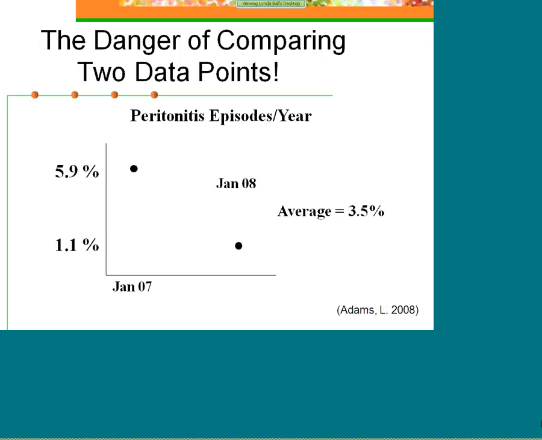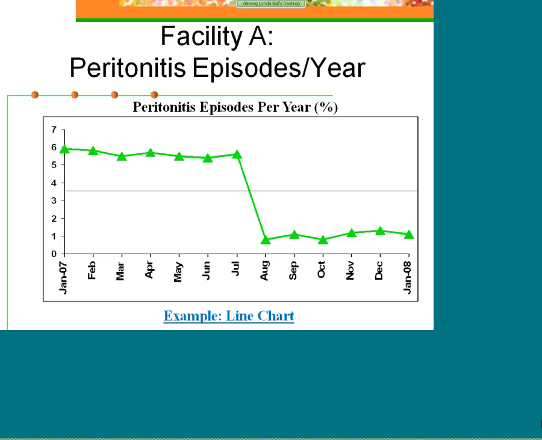Now, to look at the danger of comparing two data points, we're going to look at peritonitis episodes per year. So we've got January of '07 and January of '08, and the average is 3.5. When we look at this, we can see that they had really high episodes of peritonitis for 7 months there, and then something happened.